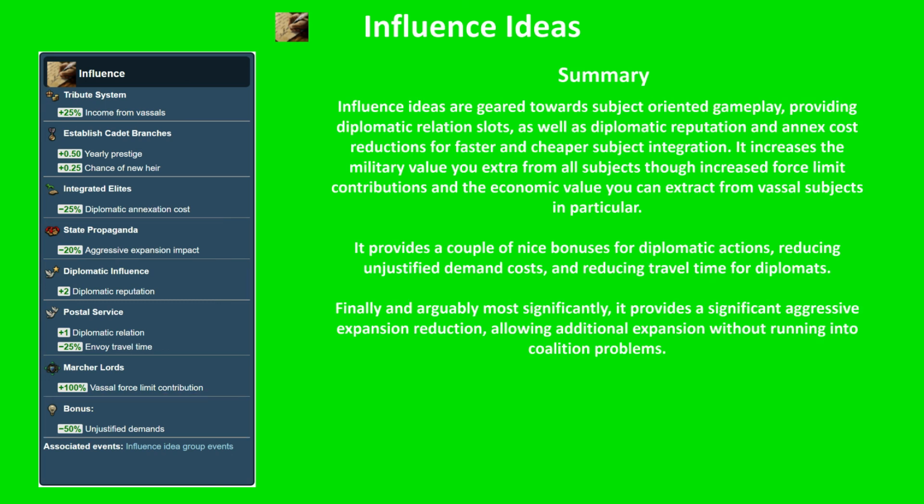So in summary, influence ideas are geared towards subject-oriented gameplay, providing extra diplomatic relation slots, extra diplomatic reputation, and annex cost reductions for faster and cheaper subject integration. It increases the military value that you get from your subjects through increased force limit contributions and the economic value you can extract from vassal subjects in particular. It provides a series of nice bonuses to diplomatic actions, reducing unjustified demand cost and reducing travel time for diplomats. Finally, and arguably most significantly, it provides a significant aggressive expansion reduction, allowing additional expansion without running into coalition problems, especially useful in expansionistic gameplay.